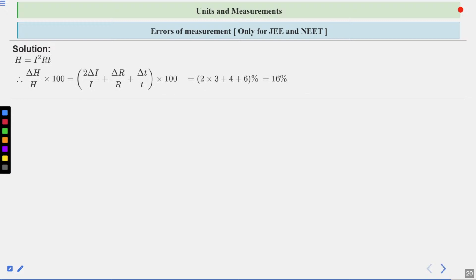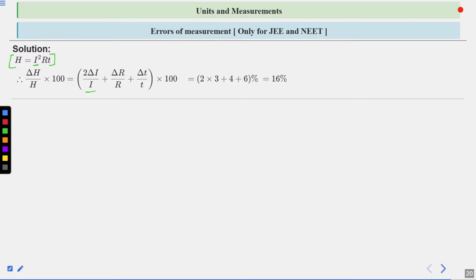The formula is H is equal to I square RT. So here we have to find out the percentage error. So delta H divided by H, this is the relative error, and multiplying with 100 it will become percentage. Now here the first term is I square, so power is 2, so power comes outside and the remaining term is I. So 2 into delta I by I plus delta R by R plus delta T by T.